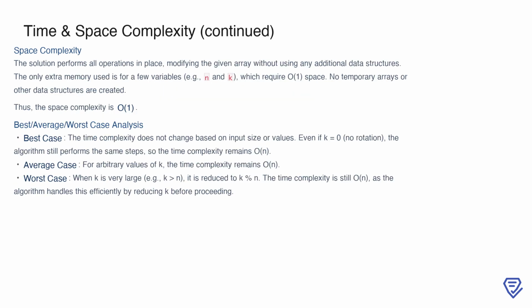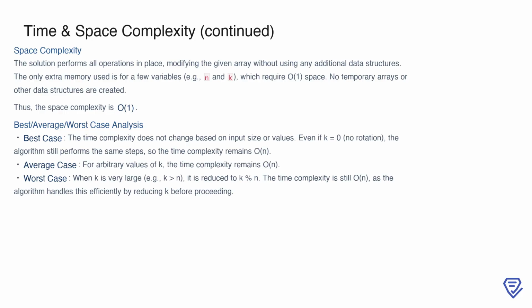Now let's consider the space complexity. The solution is designed to perform all operations in place, directly modifying the input array without using any additional data structures. The only extra memory used is for a few variables, such as n and k, which require constant space. This means the space complexity is O(1), as it does not grow with the size of the input.